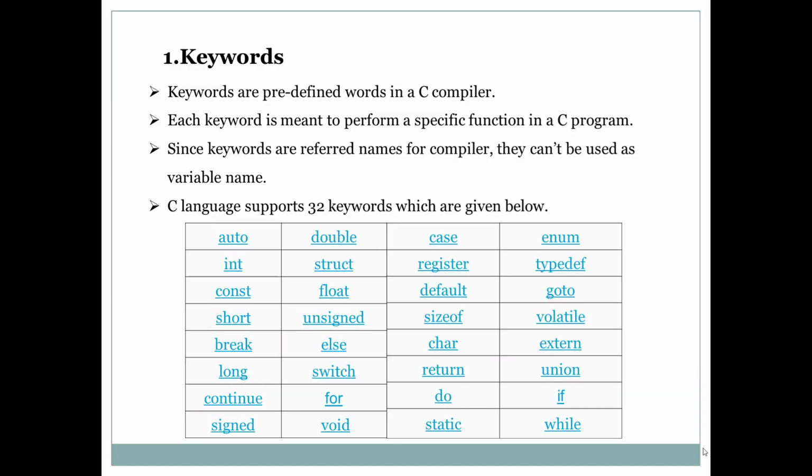Keywords are the predefined words in the C compiler. The C compiler has the meaning of some words already stored in its memory, its dictionary. Each keyword is meant to perform some specific function. These words serve a special purpose, and they cannot be used to give a variable name. We will be learning about what a variable is in a later part. There are 32 keywords in the C language which already have their predefined meanings.